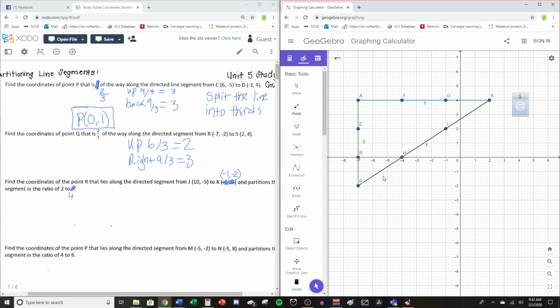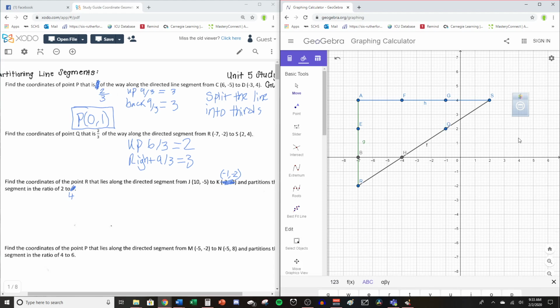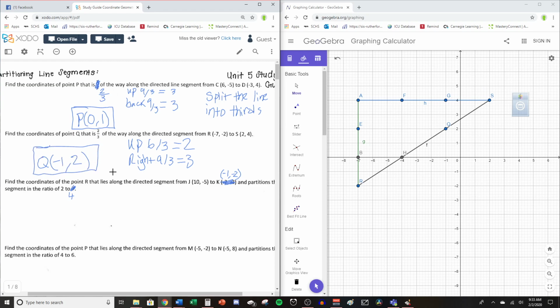Going from RS, I want to go 2/3 of the way up. So 1/3, 2/3. This is the point that I'm going to name Q. Okay, and that is -1, 2. So our answer for Q is -1, 2. There it is. So that one's answered. Let's go to the next problem.